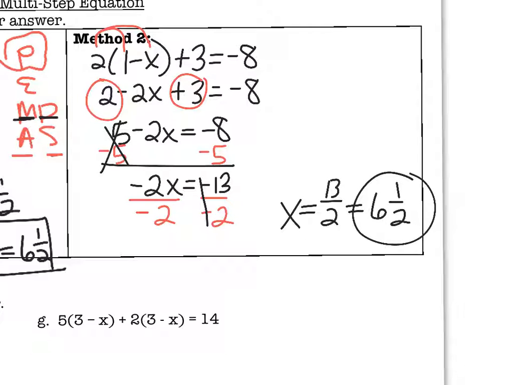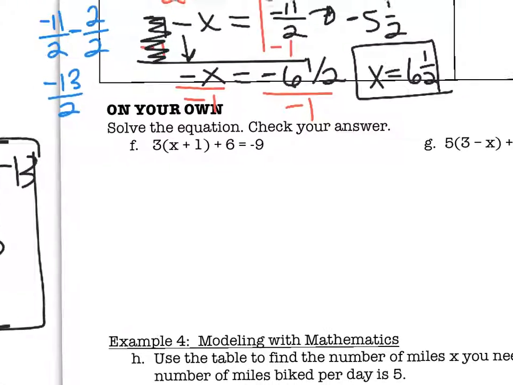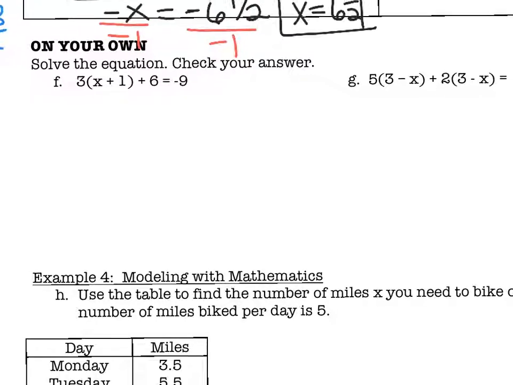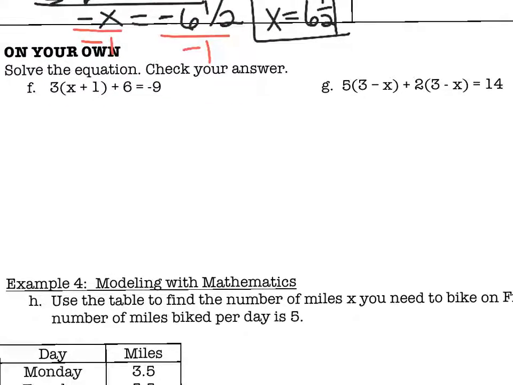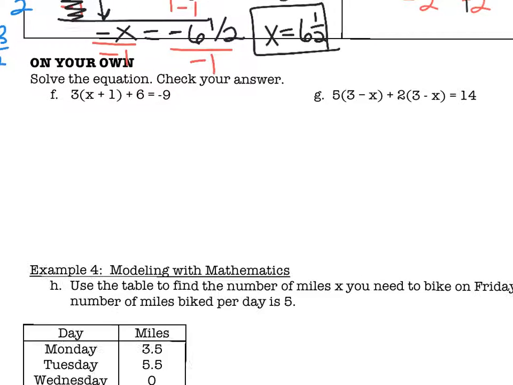Either method works. Sometimes one is more preferred than the other. So for instance, I'm going to use both methods in this situation for f and g. So when I look at f, I'm going to use the first method that I taught you, and I'm going to subtract 6 first.